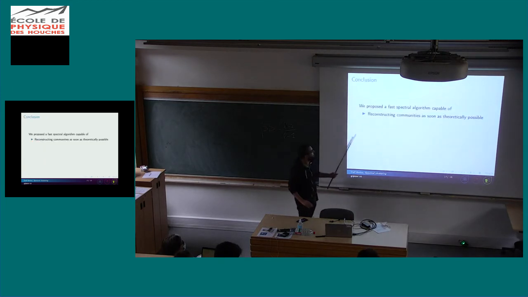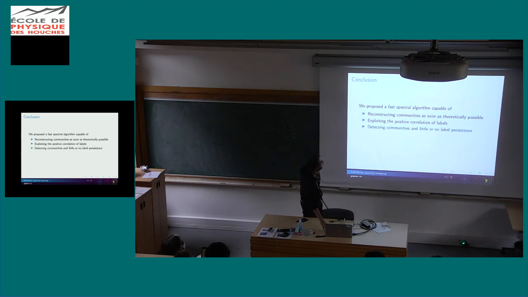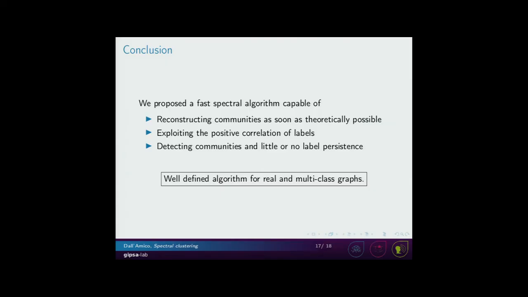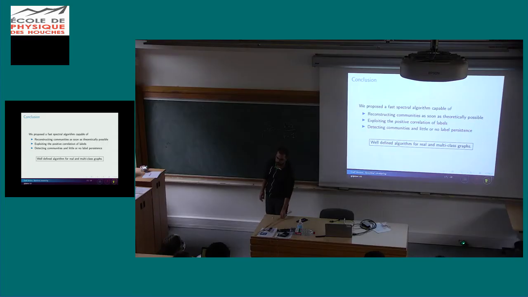So we proposed a fast algorithm to reconstruct communities as soon as theoretically possible, which exploits the positive correlation of labels. So we go where most algorithms cannot go, even if there is almost no label persistence, but this is the big thing. The reason why we made the choice of lambda d and not something else is that given an arbitrary graph which is not generated from the degree corrected stochastic block model, you can implement our algorithm, and it kind of works. I cannot say it works perfectly on any graph, but it's well defined on any graph. Thank you for your attention.